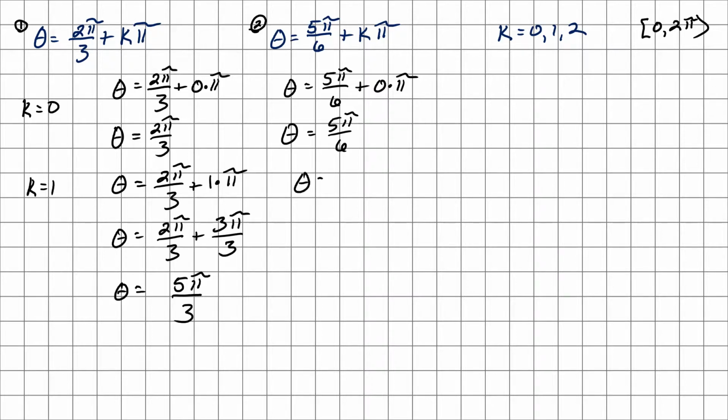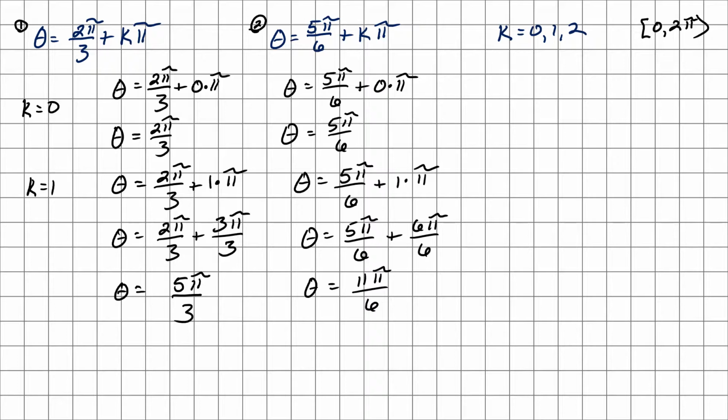So now we're going to try it over here. We'll have theta is equal to 5 pi over 6 plus 1 times pi, and therefore theta will be equal to 5 pi over 6 plus 6 pi over 6, because I'm trying to find a common denominator, and therefore theta is equal to 11 pi over 6. Now, we need to make sure, does this work? 11 pi over 6 does fall between 0 and 2 pi.